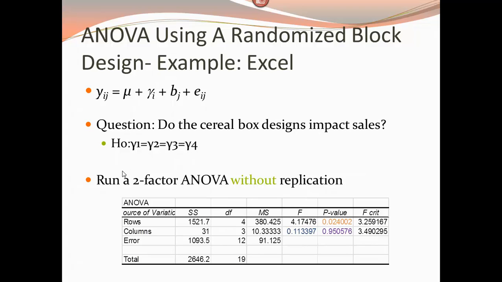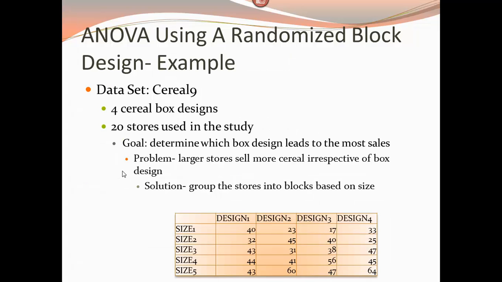So our question is, do the box designs matter? In other words, do the treatments matter? So you're going to go ahead and run a 2-factor ANOVA without replication. So in Excel, it's data analysis, 2-factor without replication. And we want to know, is there a difference in the treatments? Now, based on the way we had the data set up, we'll look at that again here. The rows are the sizes, and the columns are the design.